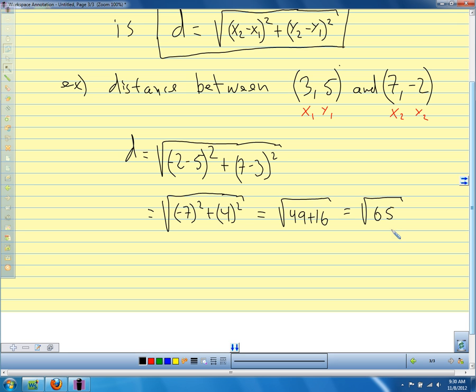So let me grab my calculator and find the square root of 65. And I get about 8.06. So I'm going to say that's about 8.1. So the length of the segment between those two points would be about 8.1 units long. But I should never get a negative number in the distance formula here. When I square these numbers, they should always turn out positive, so you always end up adding numbers together here.